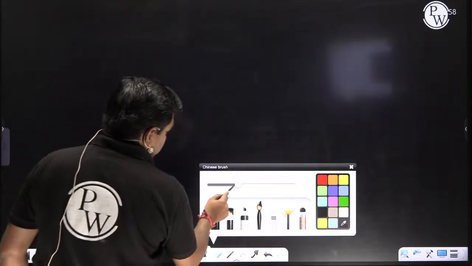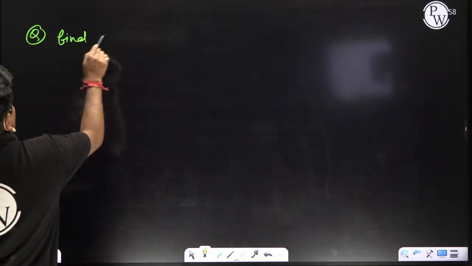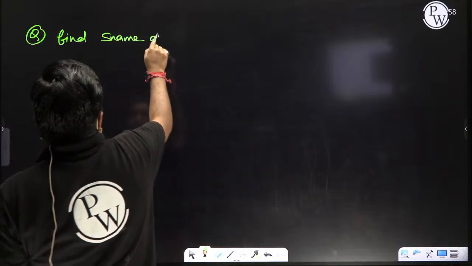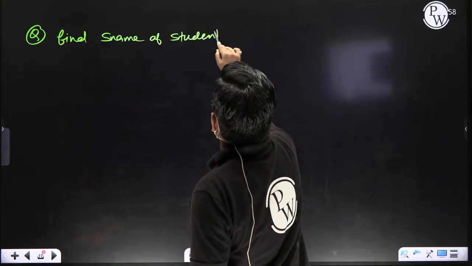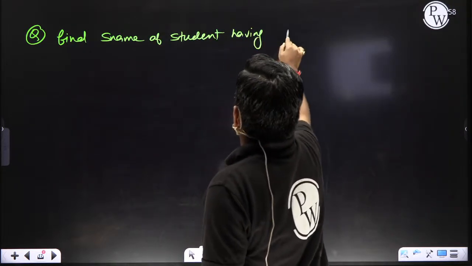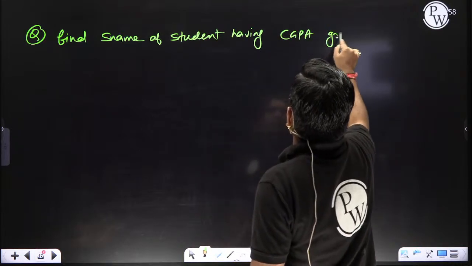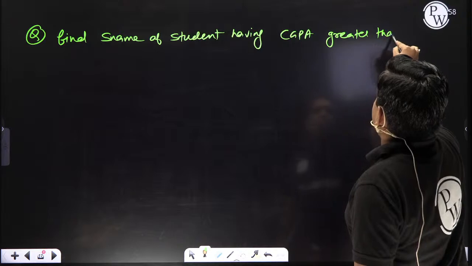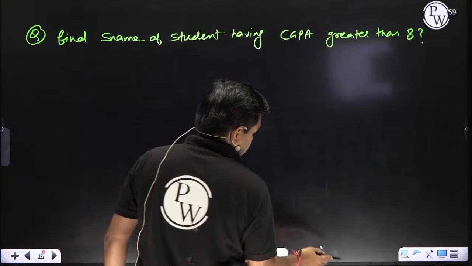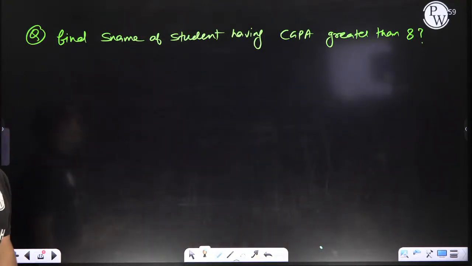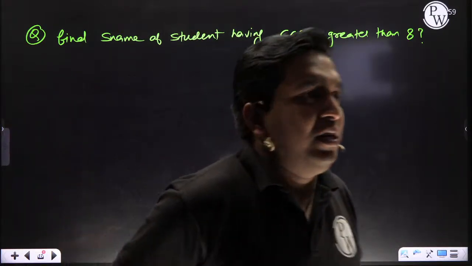Now, the next question is: find the name of the student having CGPA greater than 8. Now let me know what is happening. Tell me fast.